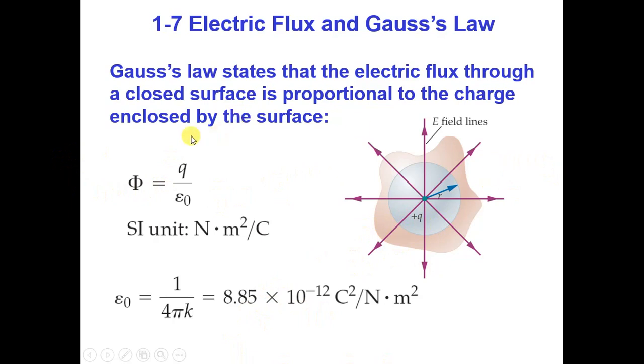So the electric flux through a closed surface is proportional to the charge enclosed by the surface, and its SI unit is Newton meter square per coulomb. Epsilon zero is equal to 1 upon 4 pi k, which is 8.85 into 10 raised to minus 12 coulomb square per Newton meter square.